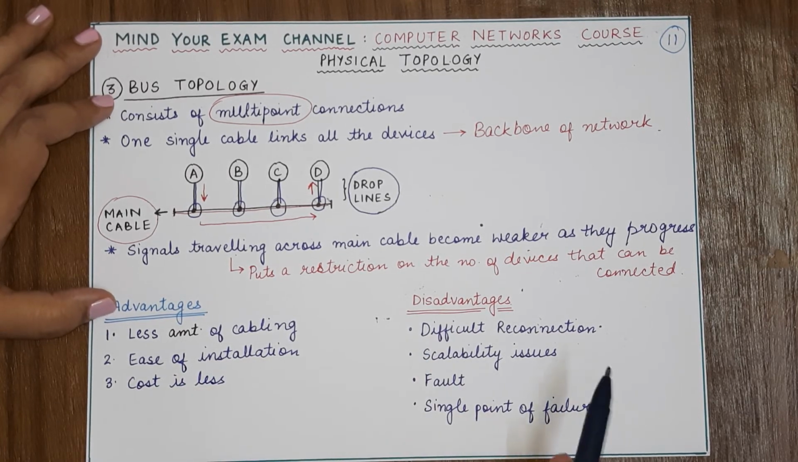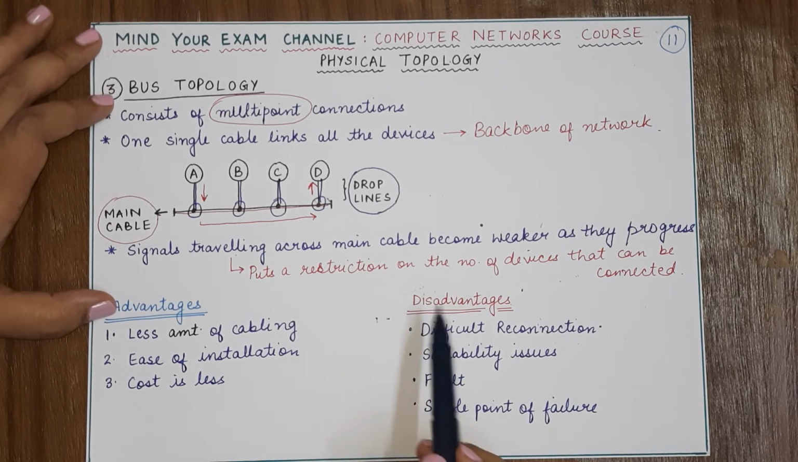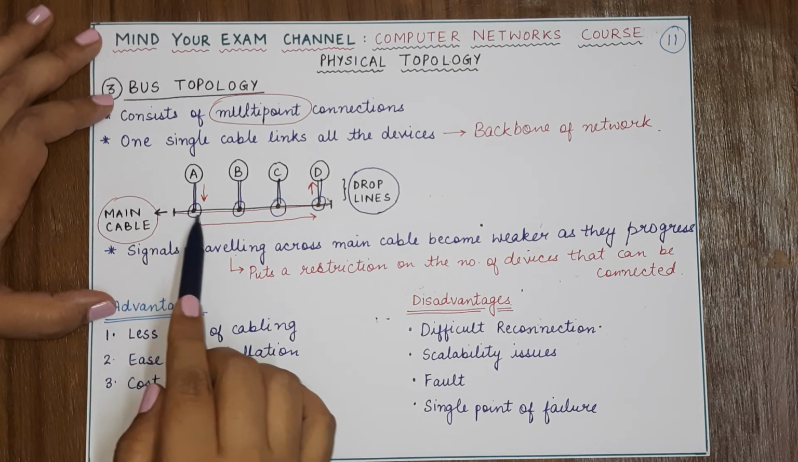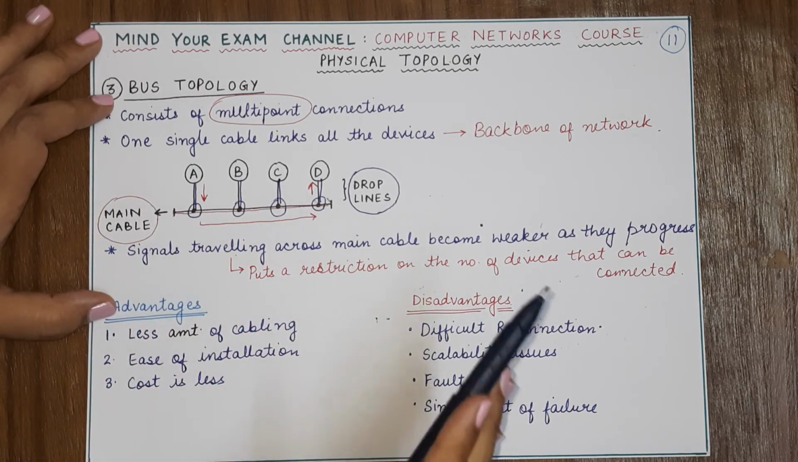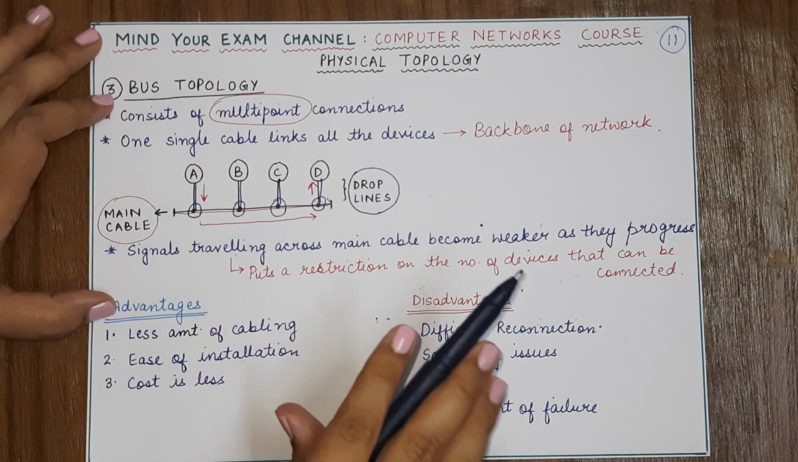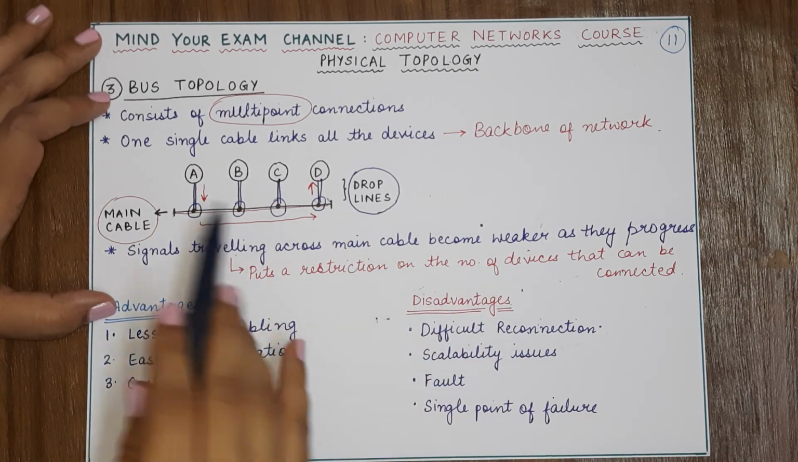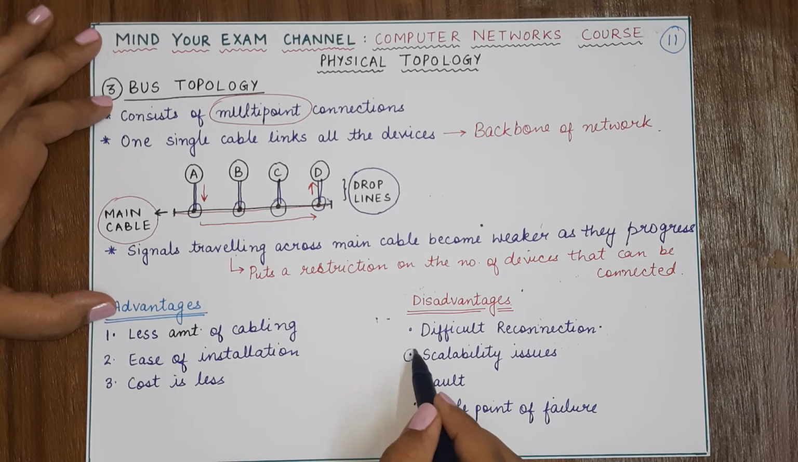Coming to the disadvantages, it is difficult to reconnect or establish new connections with the existing cable. So basically, when the main cable is laid out, it is assumed that approximately these many devices will be connected to this cable, and this is the strength of signal that will be supported in this transmission using the bus topology. But if some new devices have to be added, then it becomes a problem. Okay, and it leads to scalability issues.